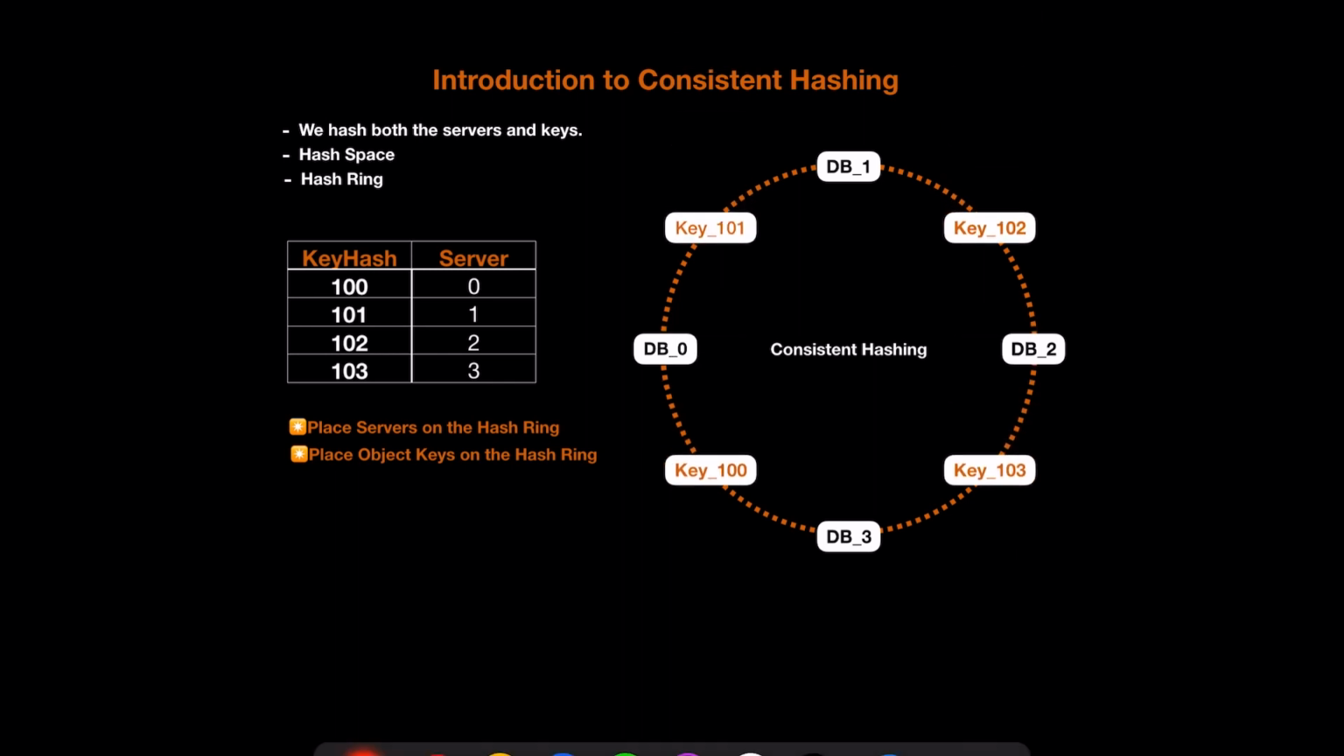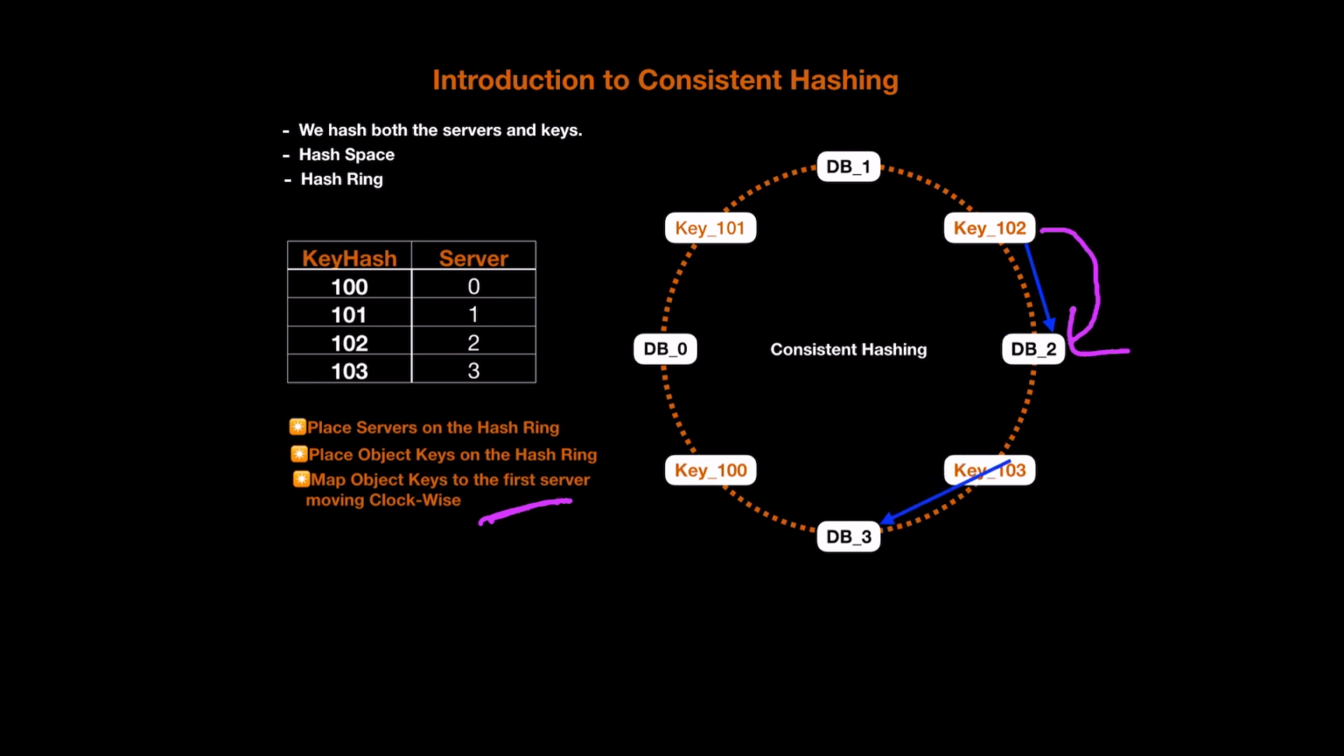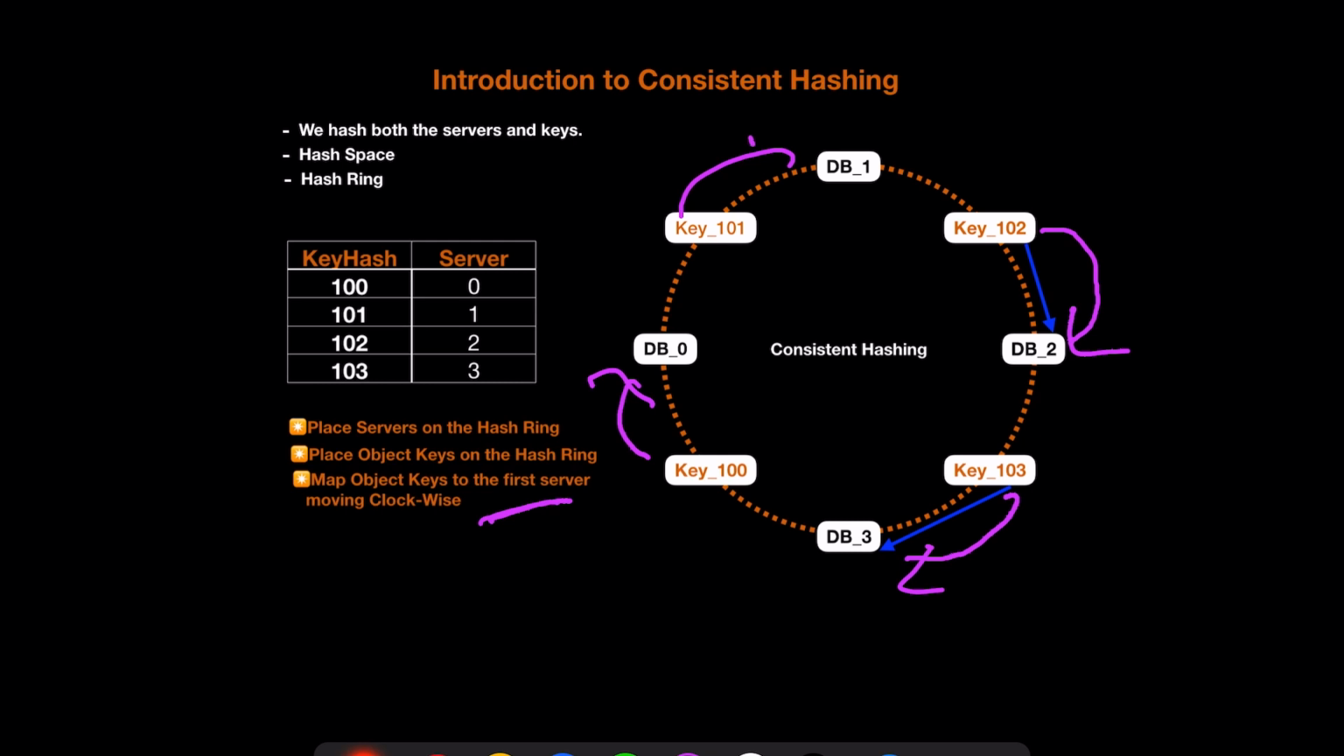Say for example, we have 4 different keys, which are placed in different places based on the output of their hash function, right? Now what is the mechanism by which the object will be mapped to different servers in the ring? Map object keys to the first server moving clockwise. We will try to move clockwise. Say key 102 will be mapped to db2, and key 103 will be mapped to this. Similarly, this will be mapped to this, and this will be mapped to this.